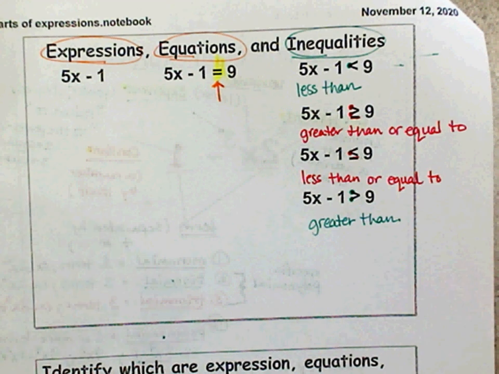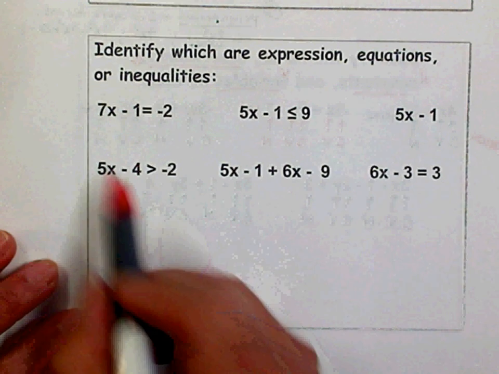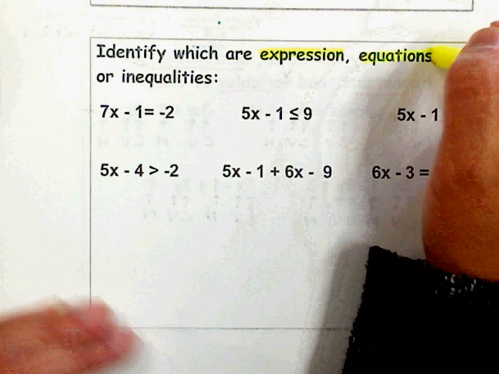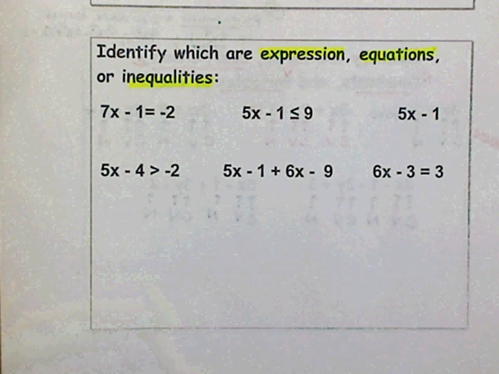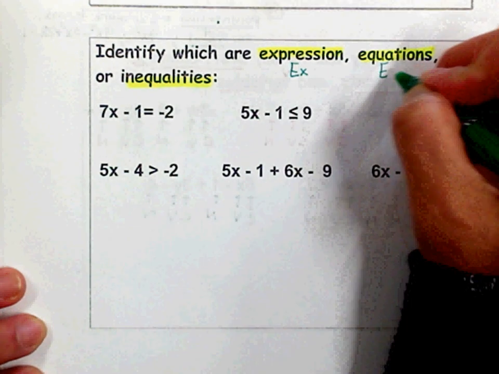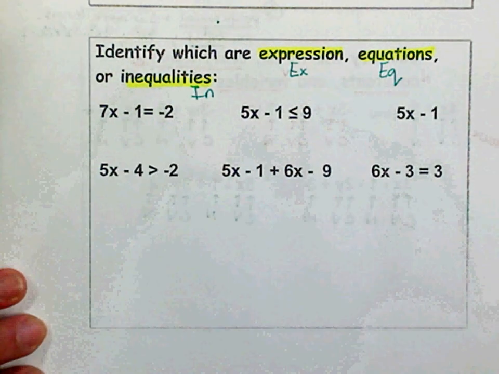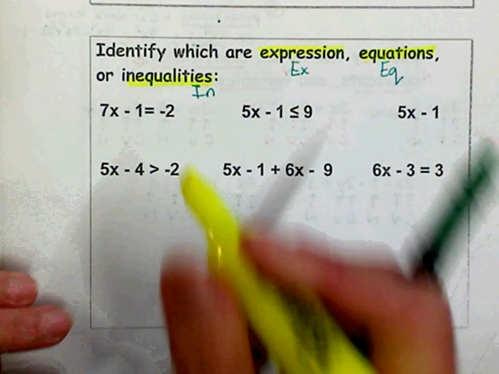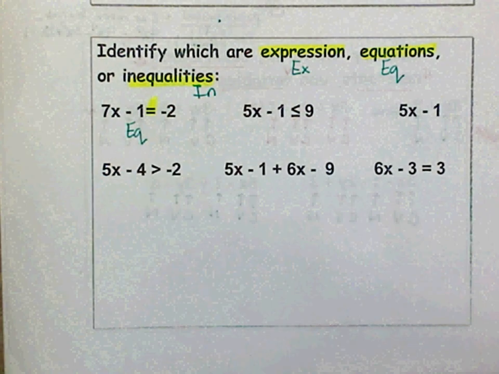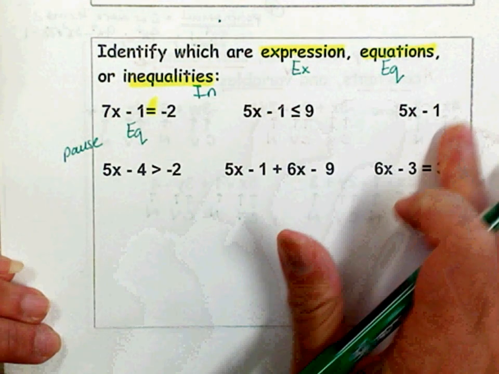All right, so in the next slide, let's see what we're going to talk about. It says, identify the following. Tell me if it's an expression, an equation, or an inequality, okay? So expression, we're going to write EX. Equation, we're going to write EQ. Inequality, we're going to write XN. Now let's take a look at the very first one. You see how it has an equal sign? This is an equation. Pause your video. I want you guys to try this, and then we're going to come back.